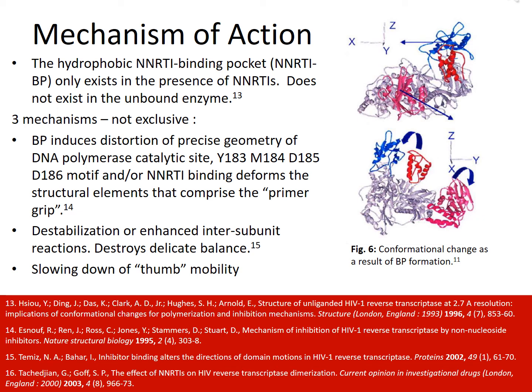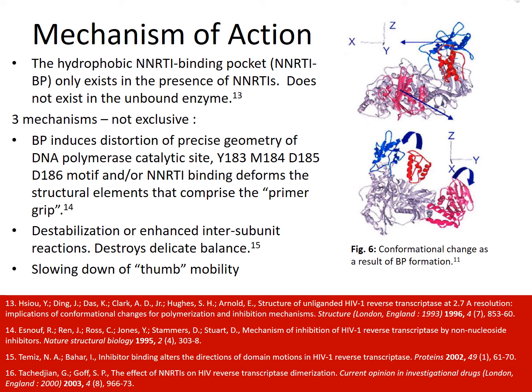For NNRTI effectiveness, three mechanisms are proposed to be responsible. These methods are not exclusive, and all three can occur at the same time. The first mechanism proposes that the pocket forces distortion of the precise geometry of the DNA polymerase catalytic site and deforms the structural elements that form the primer grip. That is, when the hand closes and locks the nucleic acid in for synthesis.